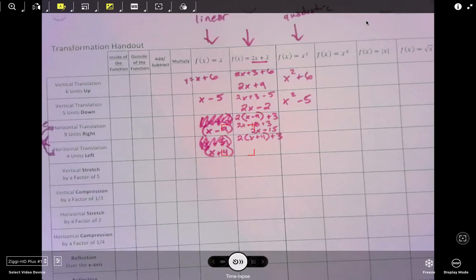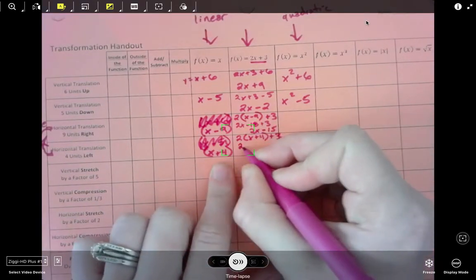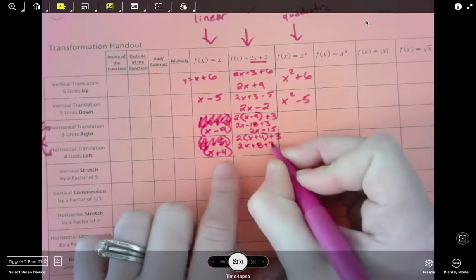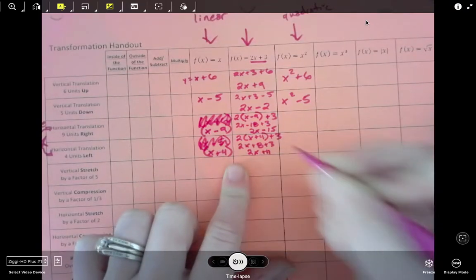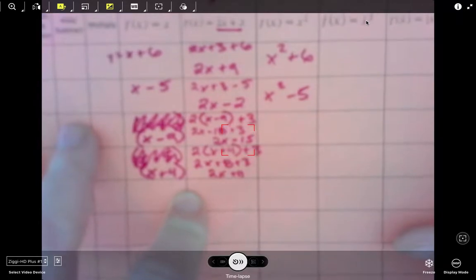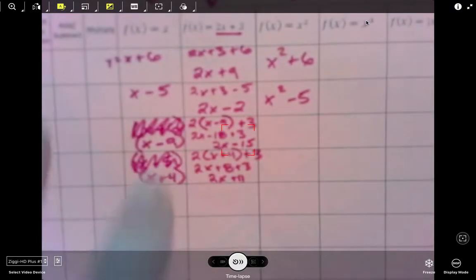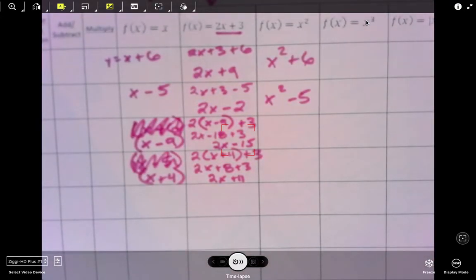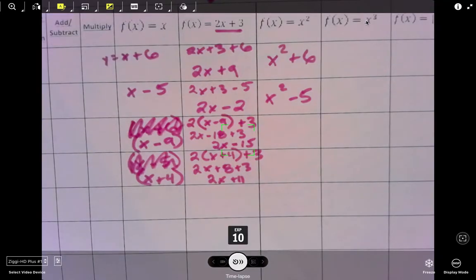Okay, so it's a little bit more tedious and a little bit more work when you have stuff that you're plugging in, or horizontal translations that are in parentheses when you're simplifying. Okay, this bottom one, 2x plus 8 plus 3, which is 2x plus 11. I'll zoom in so you can see these a little bit better. Does that make sense? Yeah, when you simplify? Maybe a little bit?